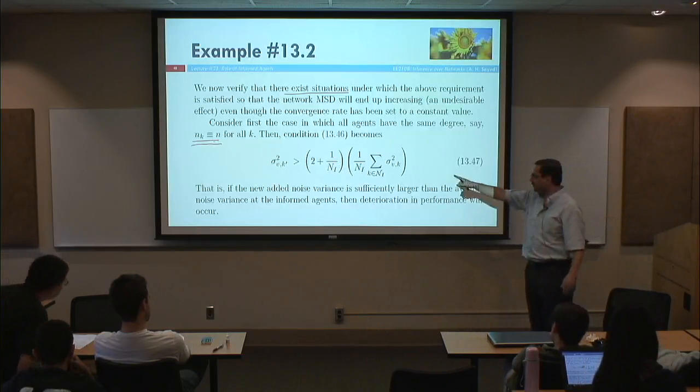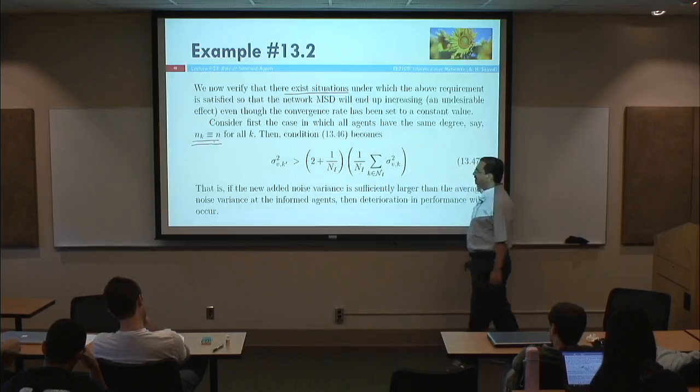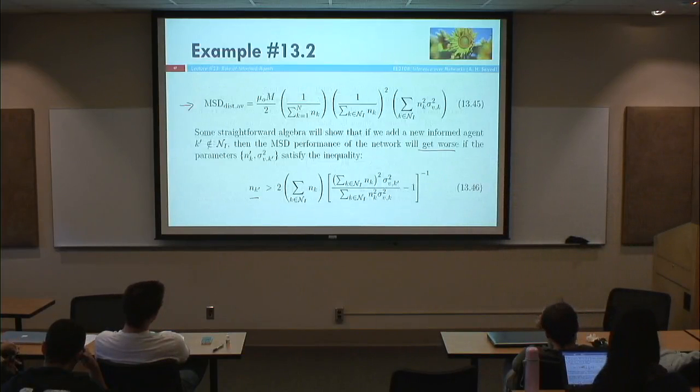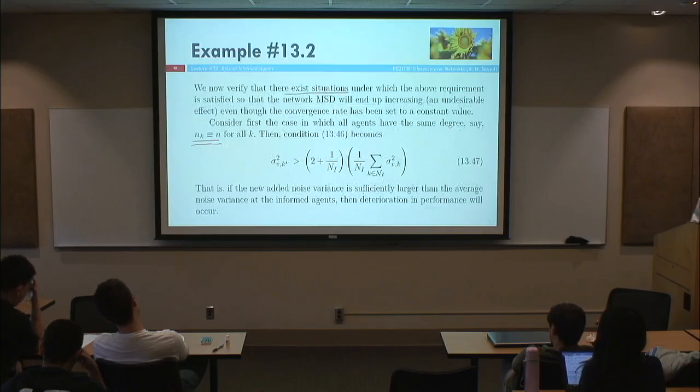Fine? This is a typo in the notes. I forgot the 1 over ni here, okay? Okay, so then the condition that you had before, which looked complicated like this, right? If you just make now all these nks the same, this condition simplifies to this.